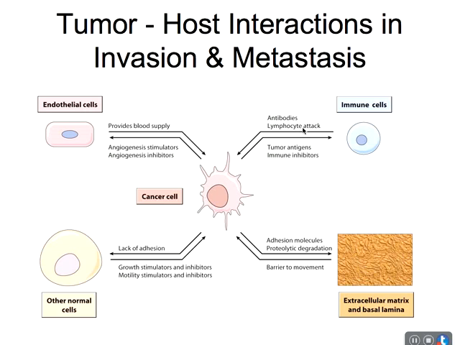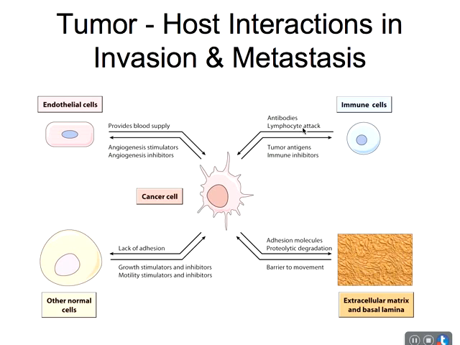And then the extracellular matrix, the basal lamina, normally functions as a barrier to movement, but for a cancer cell, it's got to have gotten the ability to release from that through the release of integrins and also break it down through the release of proteases so it can move through in order to trigger metastasis.